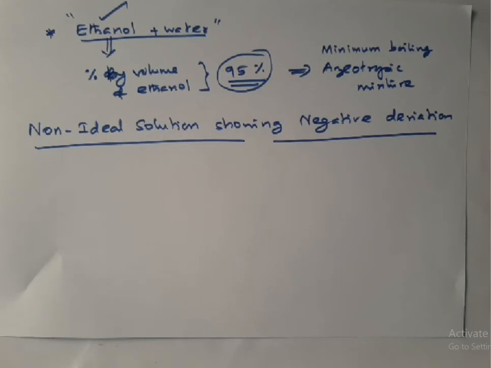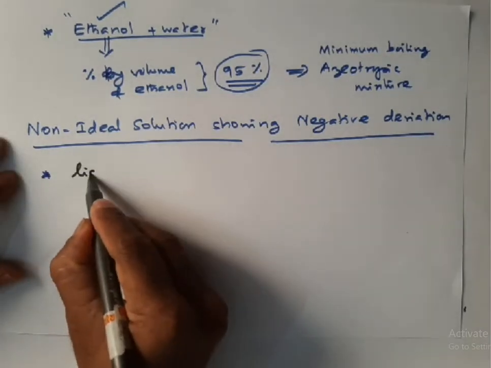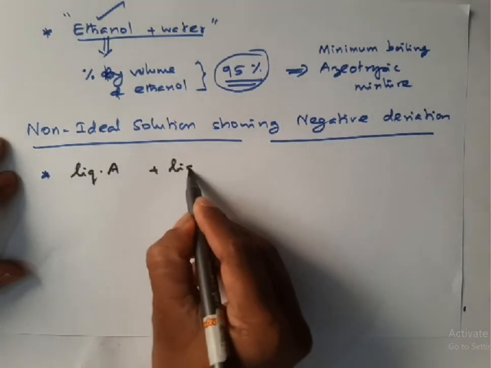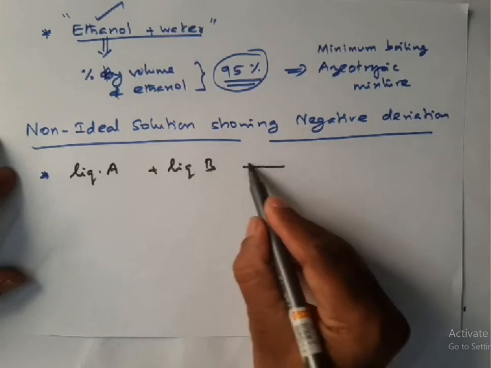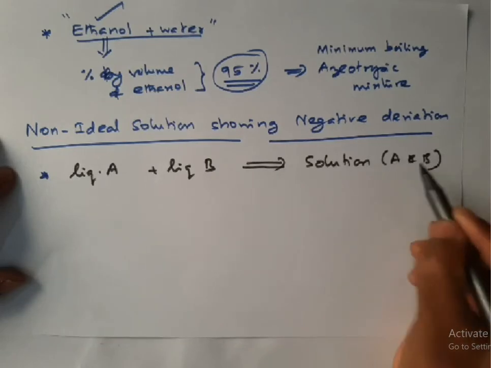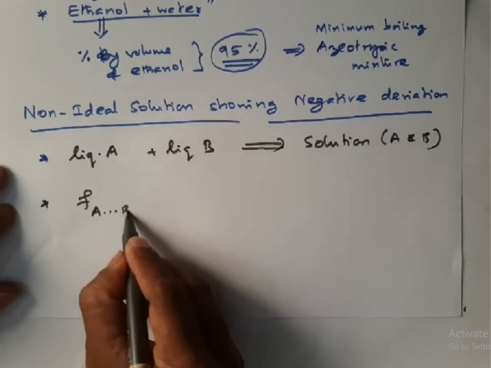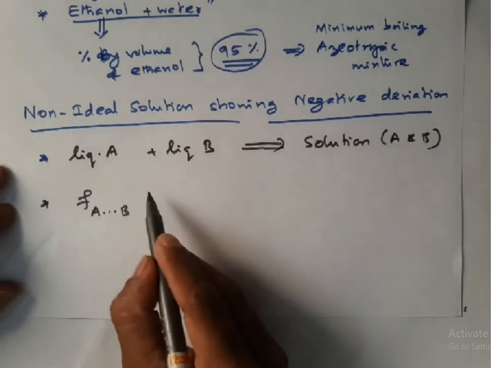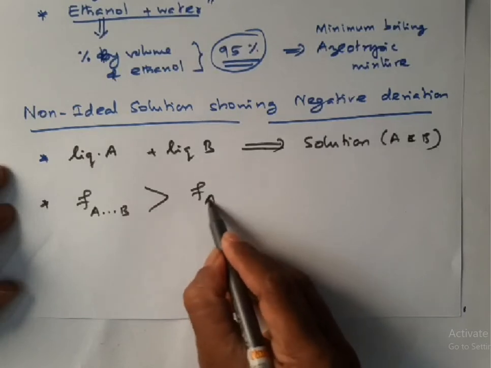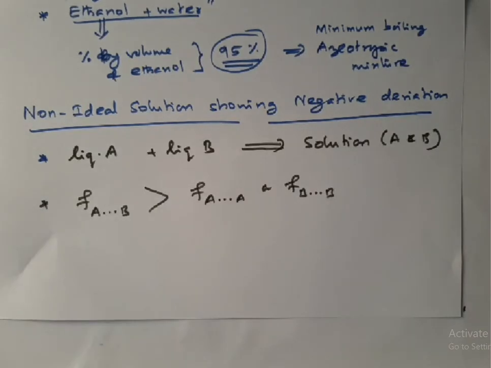Suppose I take two liquids, A and B. I'll mix them and form a solution containing A and B. If the force of attraction between A and B is greater than the force of attraction between AA or between BB, that is, if the AB attraction is stronger, then the solution will exhibit negative deviation.